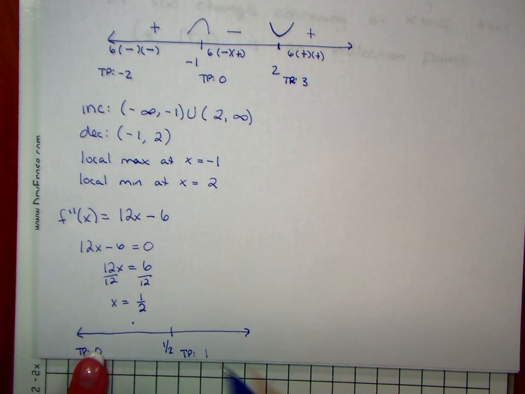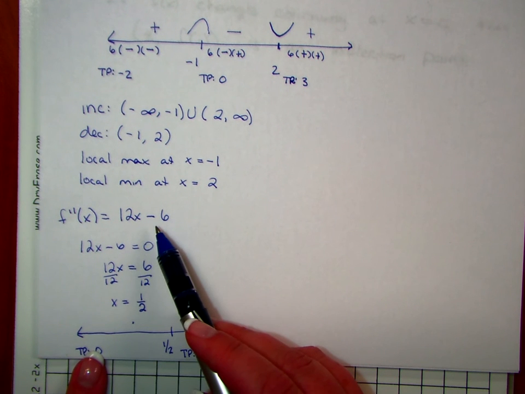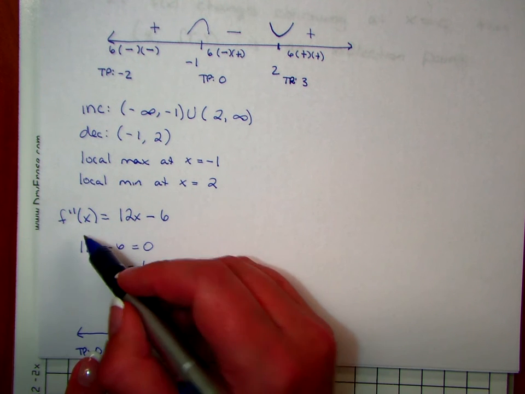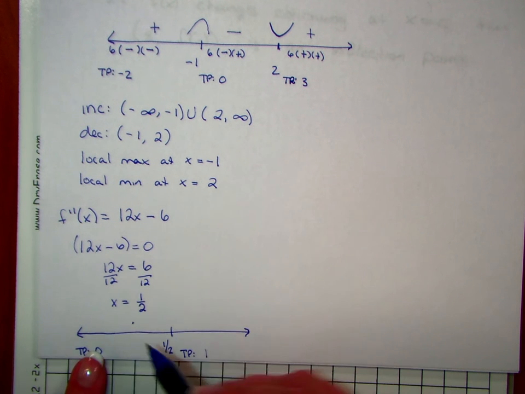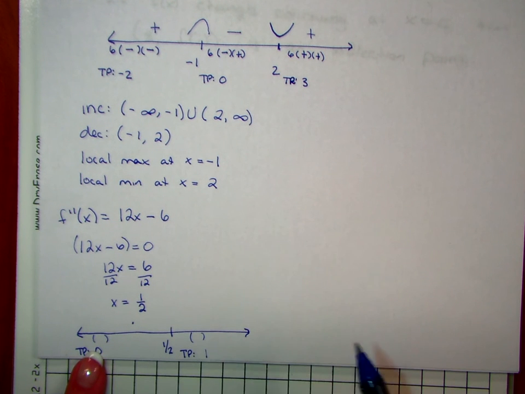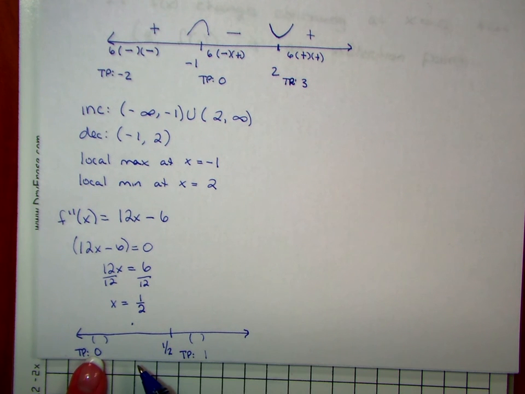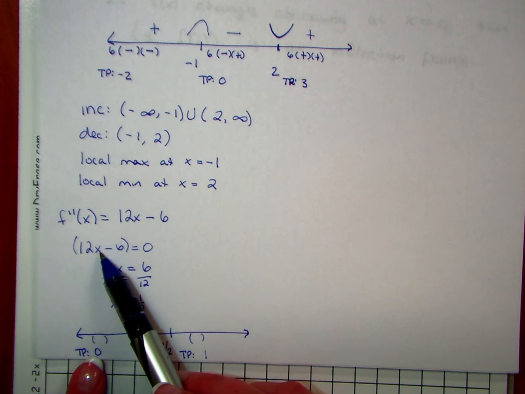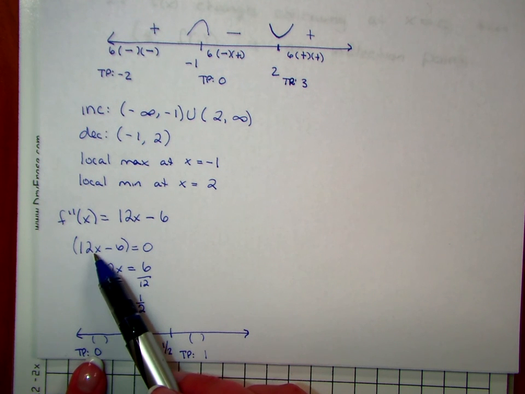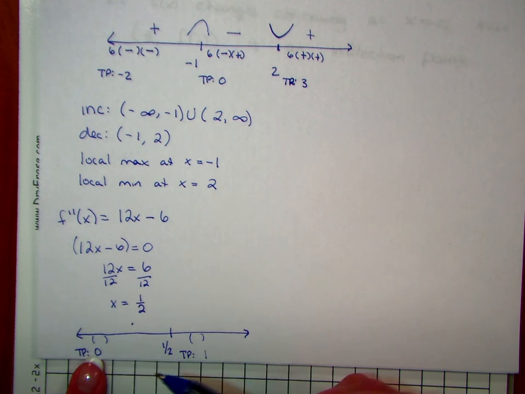Now, I didn't factor the second derivative, so I really only have this one factor to plug things into. So I'm just going to put one set of parentheses here. Now I'll plug that test point into this one factor. If I plug 0 in for x, 12 times 0 is 0. 0 minus 6 is going to be negative.